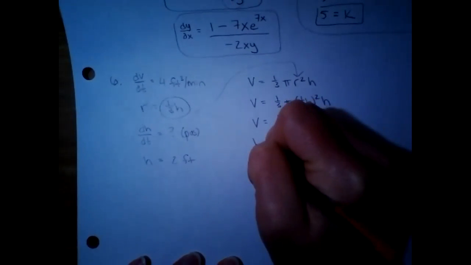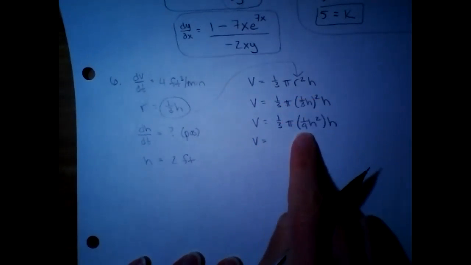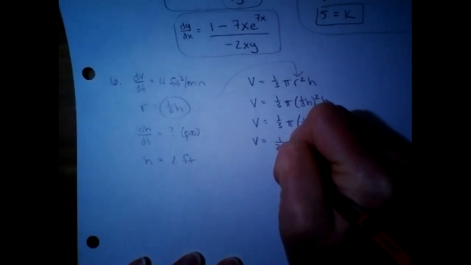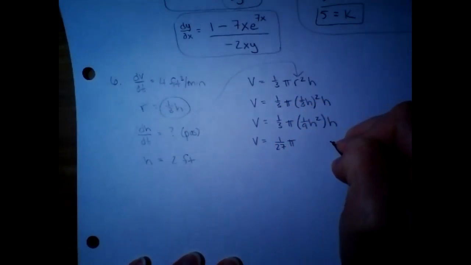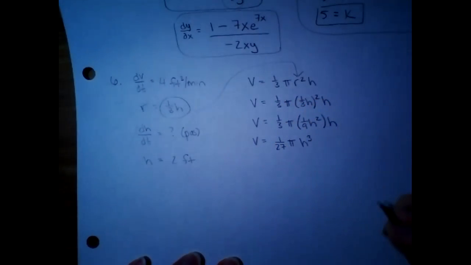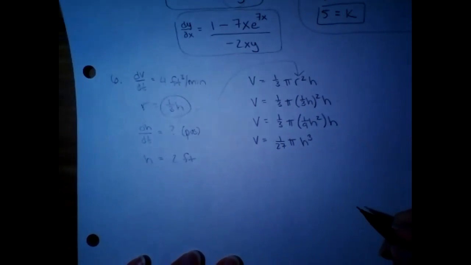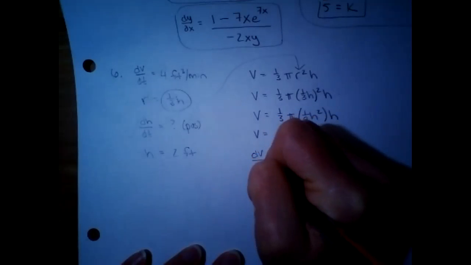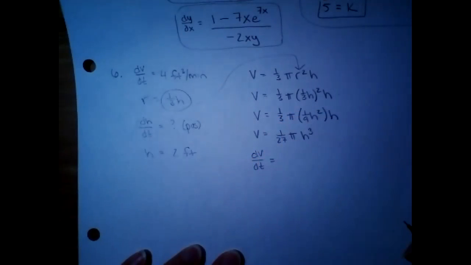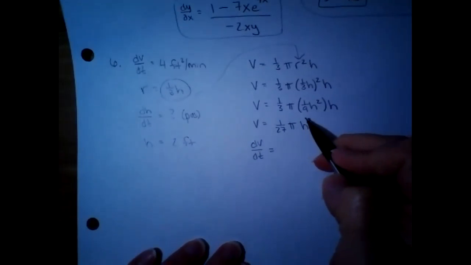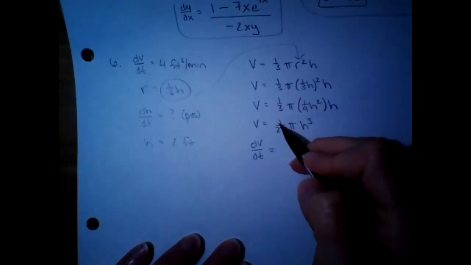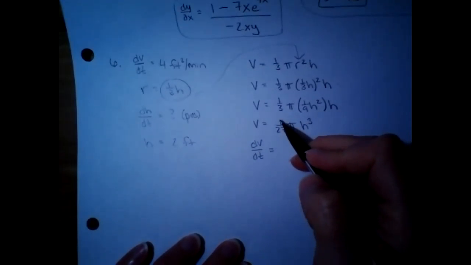And then lastly, I'm just going to multiply this together. So 1/3 times 1/9 would be 1/27 pi and then h cubed. So you had these 3 steps of algebra you had to get through before you can take the derivative. But now I can do dv dt. And so power rule, this 3 is going to come down. You can leave it as 3/27.